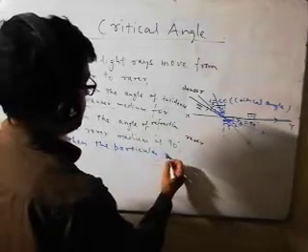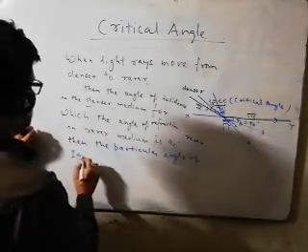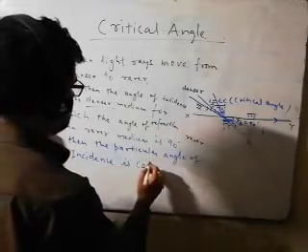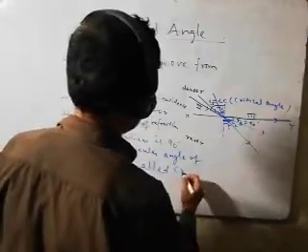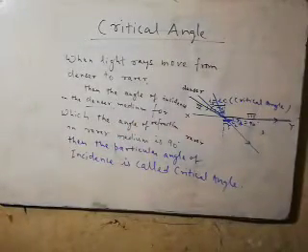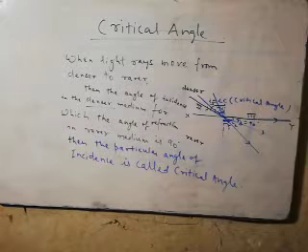Then the particular angle of incidence is called critical angle. Okay, then that particular angle of incidence is called critical angle. So that is very important here. Critical angle is actually a particular angle of incidence.